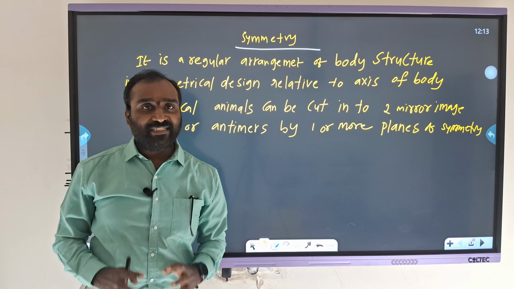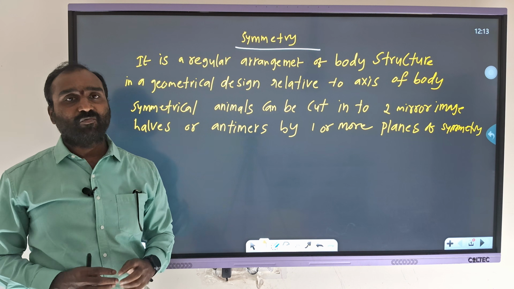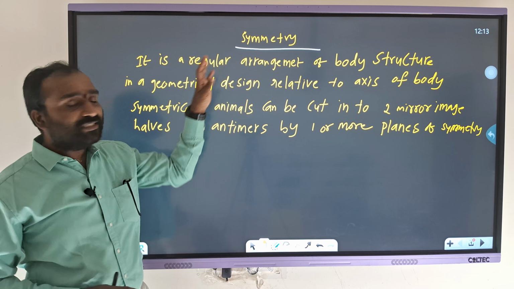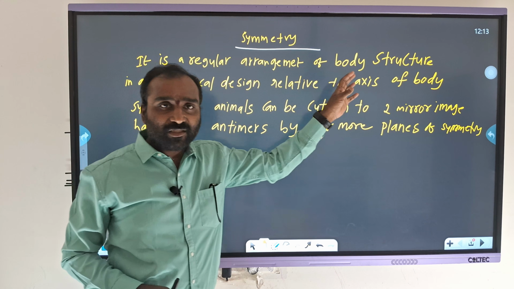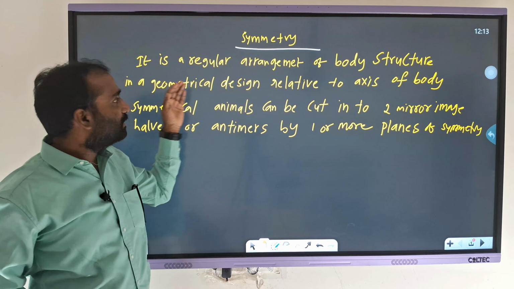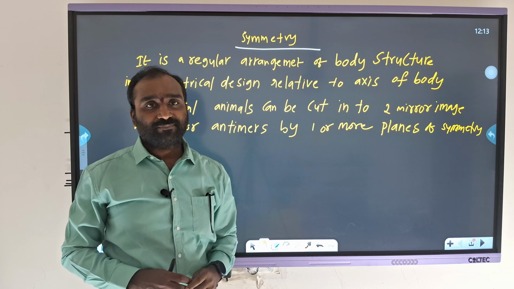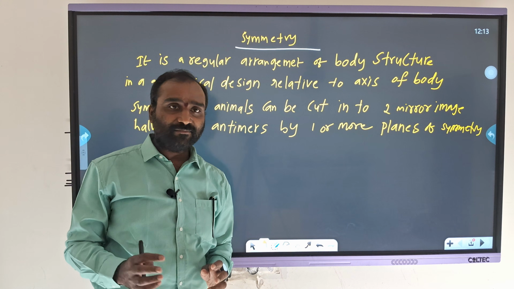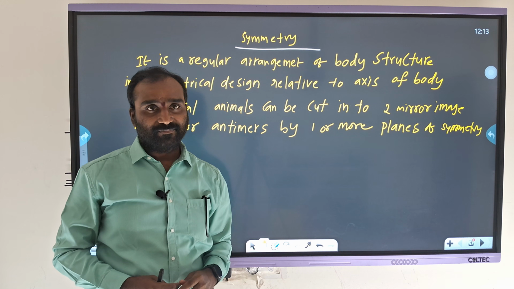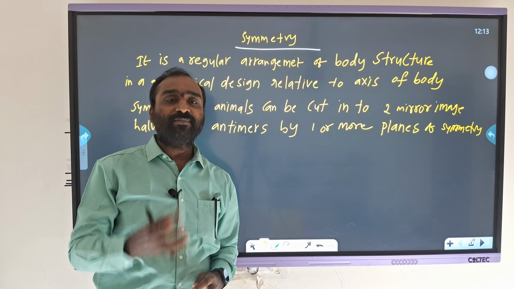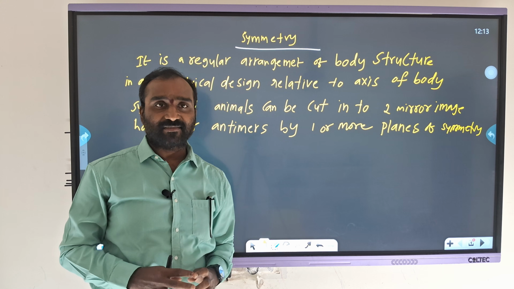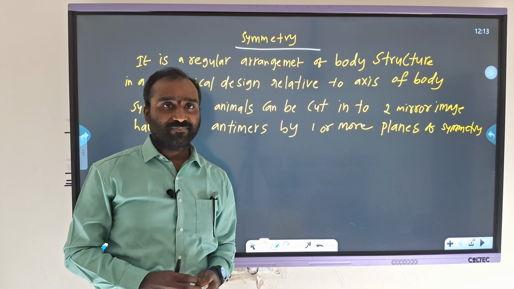Hello students, let us discuss symmetry. What do you mean by symmetry? Symmetry is nothing but the regular arrangement of the body structure in a geometrical design relative to the axis of the body. Axis is nothing but a mid-axis. Am I clear? Every organism will have a central axis or mid-axis.